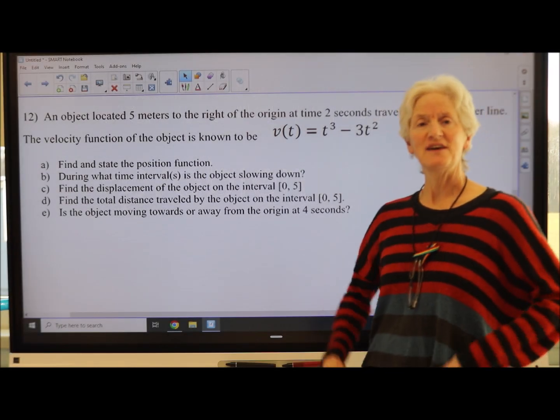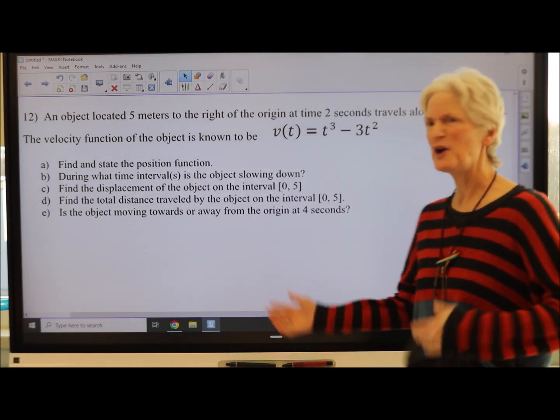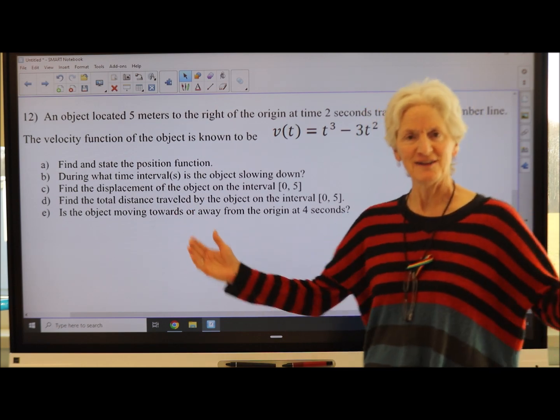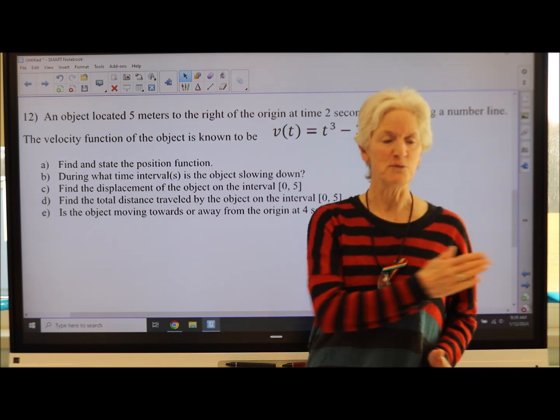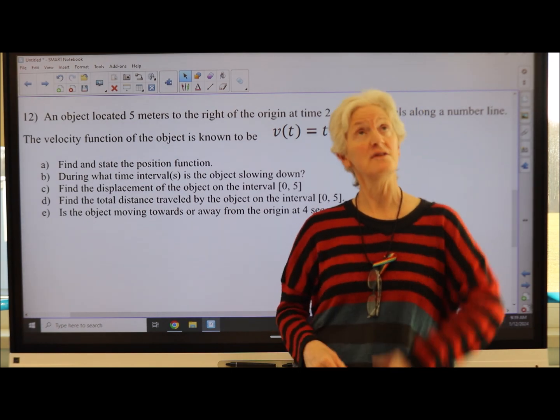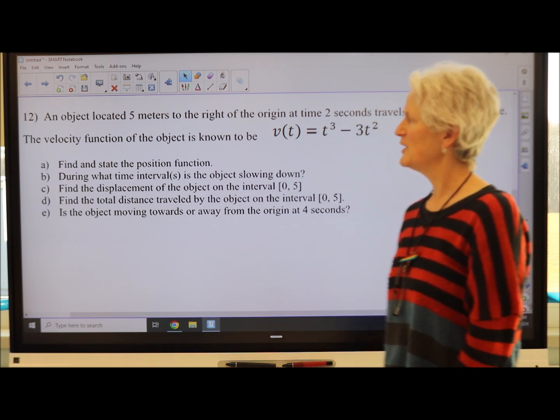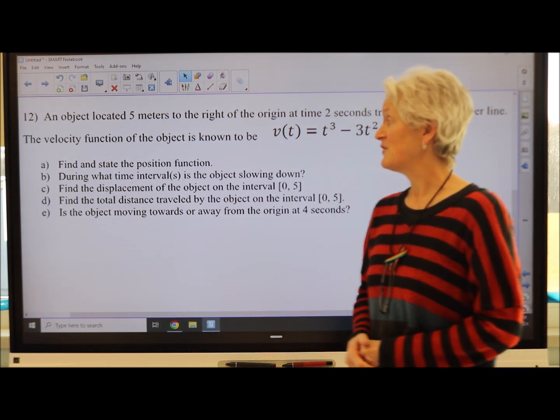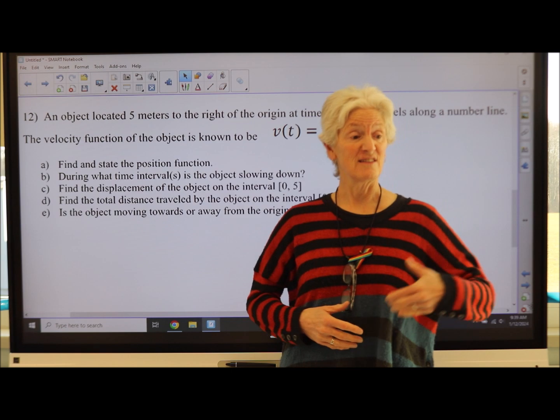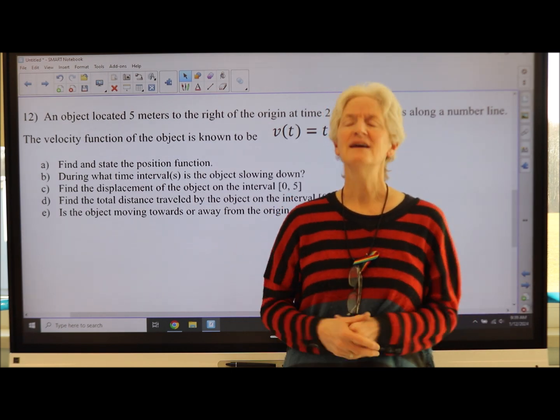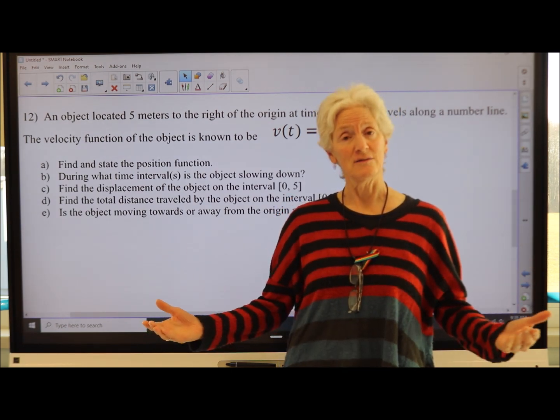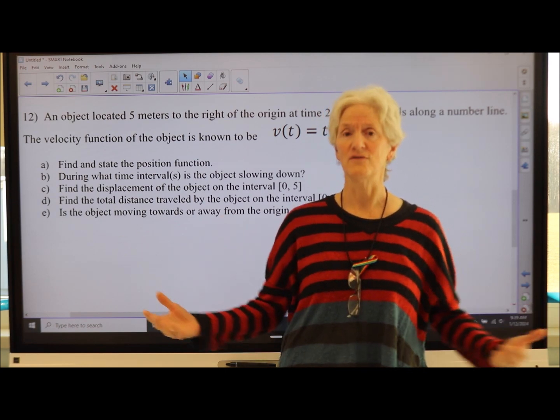Here is a classic problem that involves particle motion. In calculus, we love talking about particles zipping around left and right on a number line, or sometimes up and down on a number line. And we look at its position, its velocity, which of course is its speed with direction, and its acceleration, which is its change in velocity.